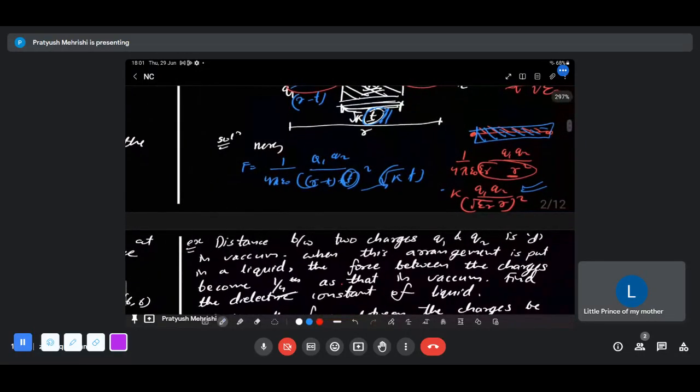Now, solve this question. Distance between two charges q1 and q2 is d in vacuum. When this arrangement is put in liquid, the force between the charges becomes one-fourth of that in vacuum. Find the dielectric constant of the liquid.